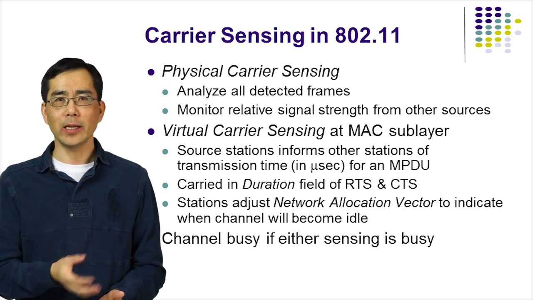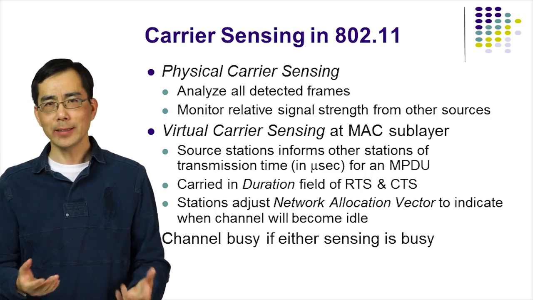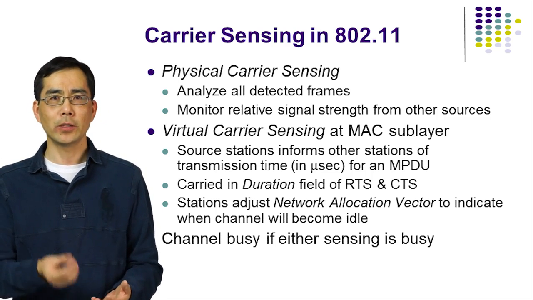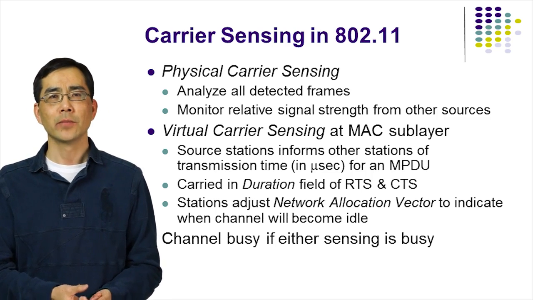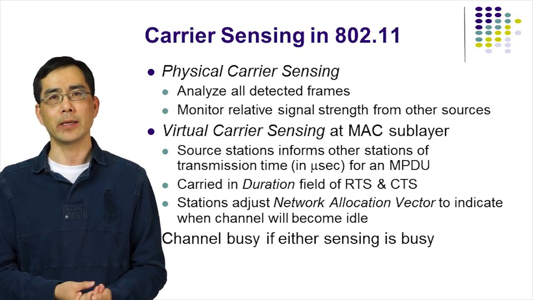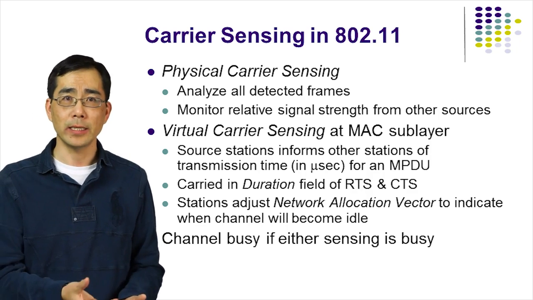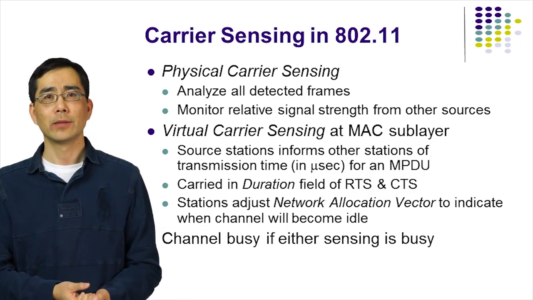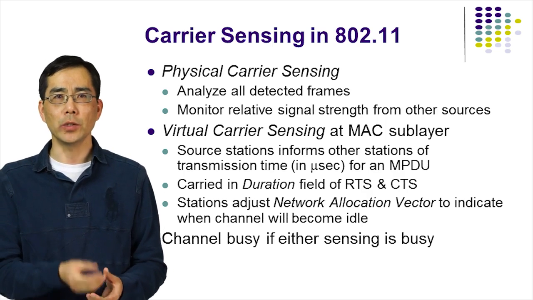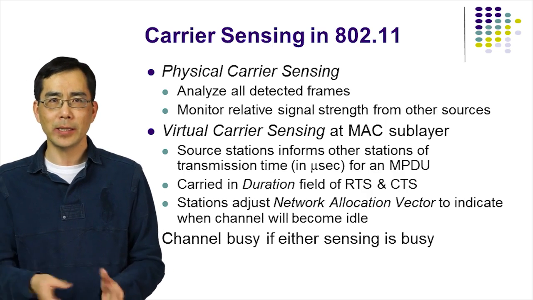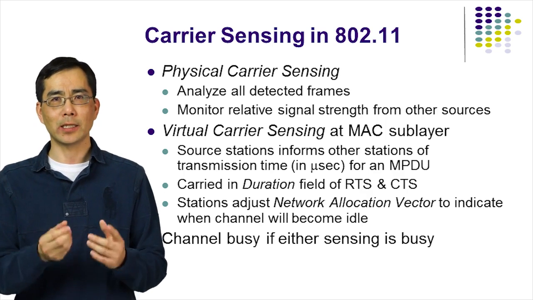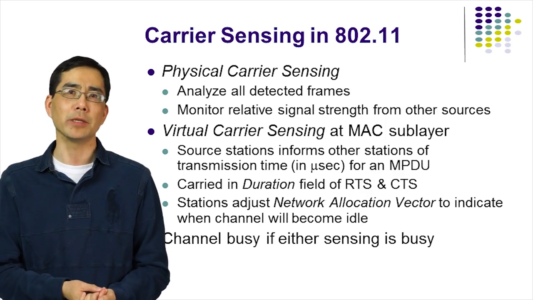In IEEE 802.11, carrier sensing is performed at both the air interface, referred to as physical carrier sensing, and at the MAC sublayer, referred to as virtual carrier sensing. The channel is busy if either sensing is busy. Virtual carrier sensing is used by a source station to inform all other stations in the basic service set how long the channel will be utilized for the successful transmission of a protocol data unit.